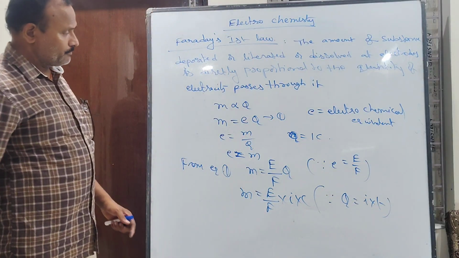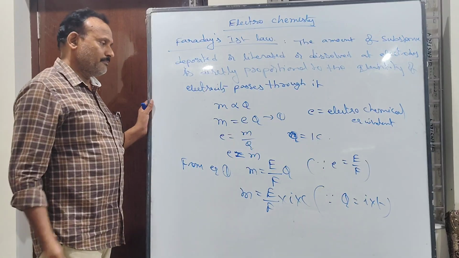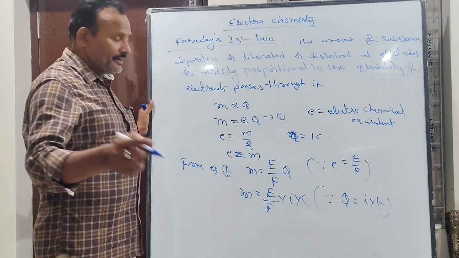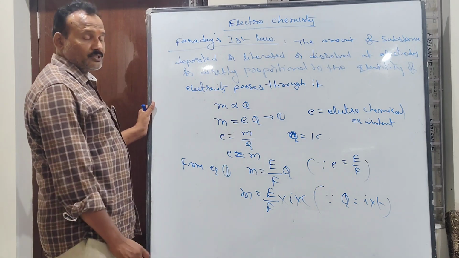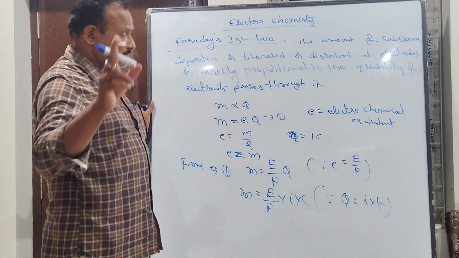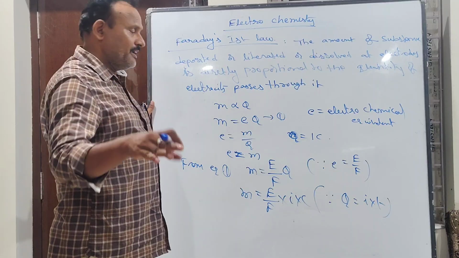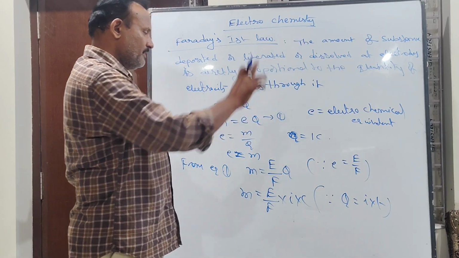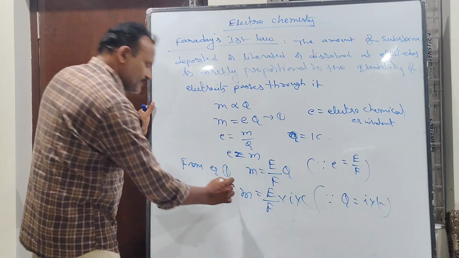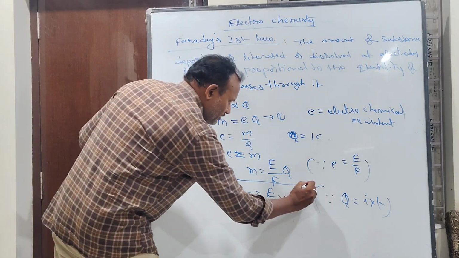Of course, in problems they will give hours or minutes, whatever it is, but always you have to convert into seconds only. So in Faraday's first law, the time in the questions they will give in minutes or hours, but always you have to convert into seconds while doing calculations, right? This is the Faraday's first law formula.